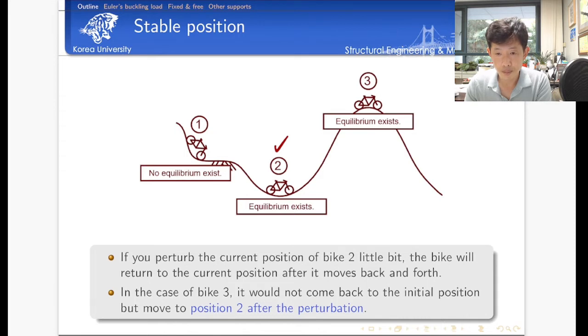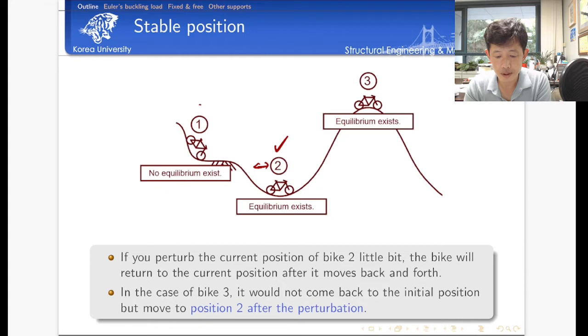So if you put our bike on position 3, because of the equilibrium condition on point 3, we can satisfy the equilibrium. I can put the bike on top of the hill. The problem is if we apply a little perturbation to the lateral direction, then my bike would lose the stability, and it's going to move downward. But in the case of point 2, even if you apply small perturbation in the lateral direction, my bike on point 2 would find its equilibrium position.